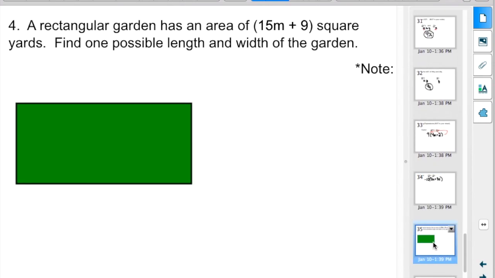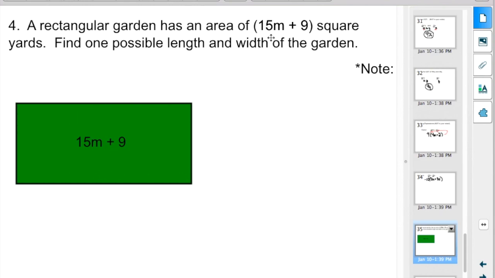Let's see a word problem. Let's see why we do factoring in the first place. This says a rectangular garden has an area of 15m plus 9 square yards. Find one possible length and width of the garden. So my area of that garden is 15m plus 9 square yards. You know me, I like to draw a picture. I'm a visual learner, so I would draw a little rectangular garden here.